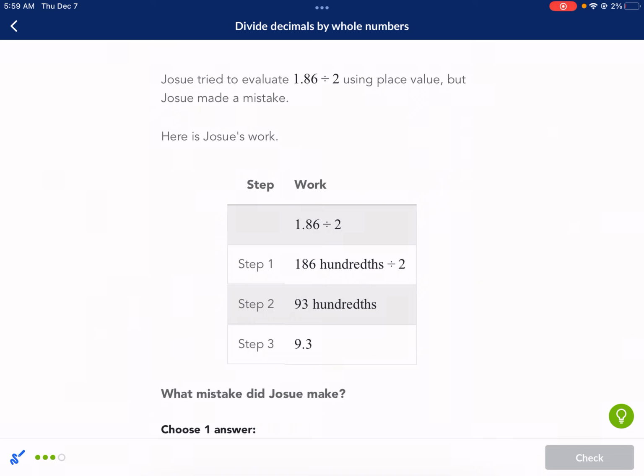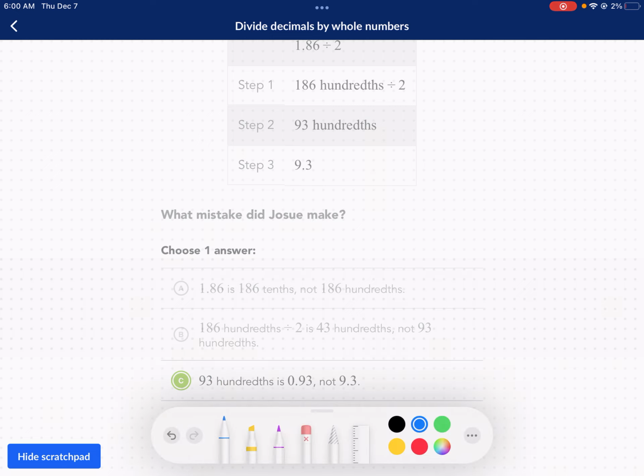Okay, using place value, another mistake: 1.86 divided by 2. This one actually is 186 hundredths divided by 2. So that's 93 hundredths. You can see 93 hundredths is not written like that. They wrote 93 tenths. So 93 hundredths is 0.93, not 9.3. That would be 93 tenths. So that is the mistake right there. This is just understanding place value, that this number right here is the tenths and that is the hundredths. So it says 93 hundredths. We're talking about this. This is tenths right there. So that's the mistake.